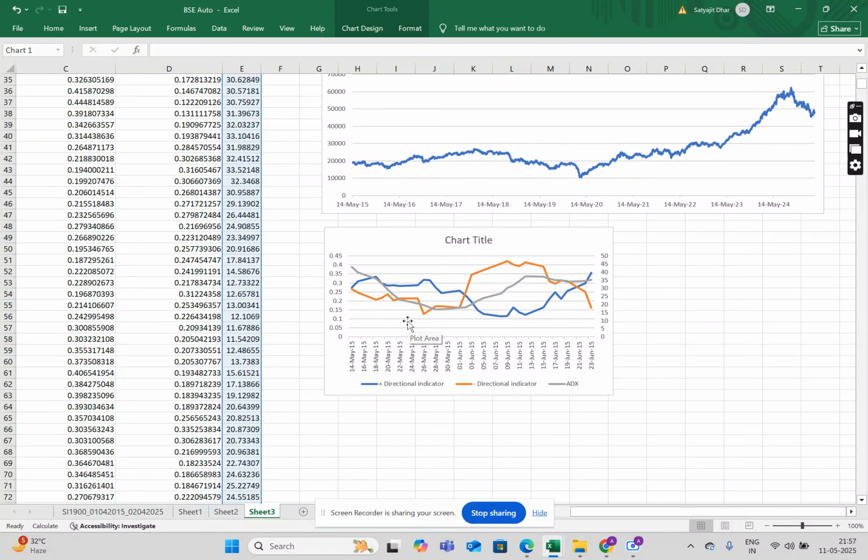And so the directional indicator shows us that when the positive directional indicator, that is when the blue line is more than the orange line, that is when we have a buy signal, and when the negative directional indicator is more than the positive directional indicator, then we have a sell signal.